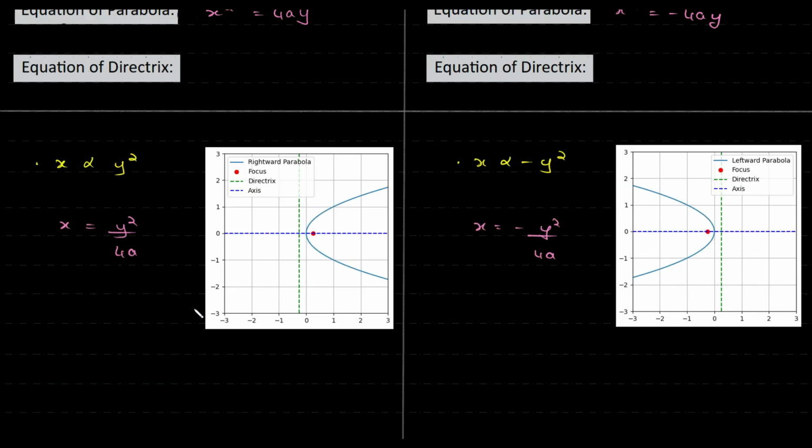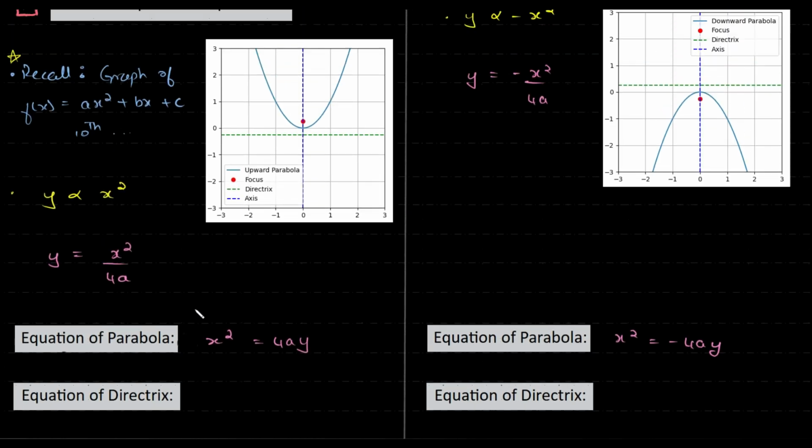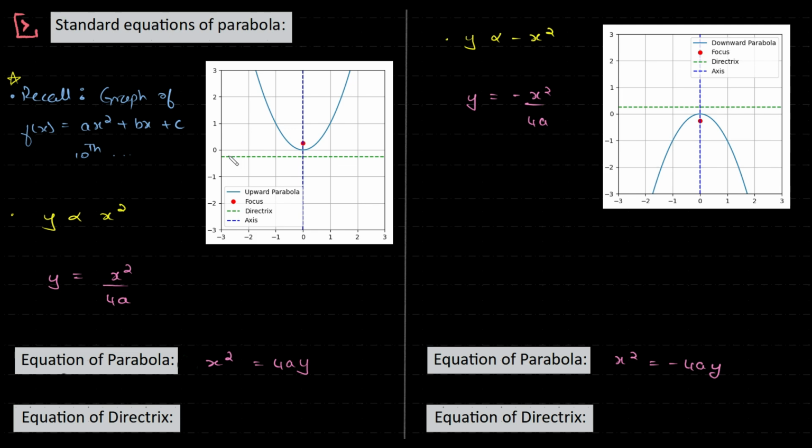Right? Yes, we have one more thing, that is the equation of directrix. This is a line parallel to x-axis. So this has to be y is equal to a constant. Since it's below the origin, this has to be minus a. Again, don't try to memorize, understand. This is a line parallel to x-axis. So this has to be y is equal to a constant. Since this is above the x-axis, this is plus a.